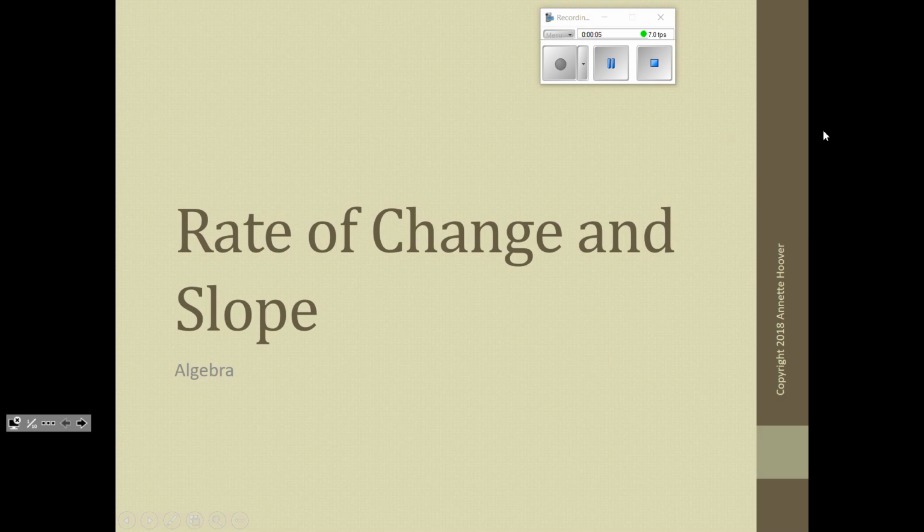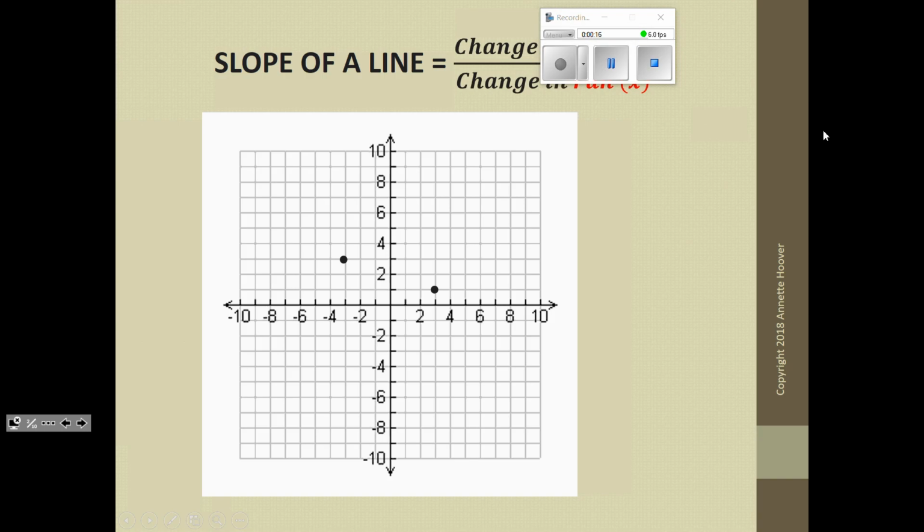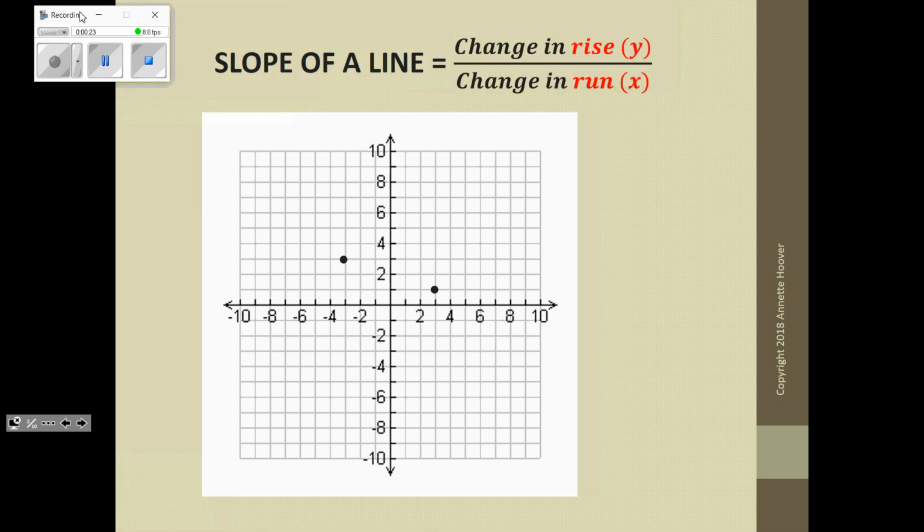Okay, today we are going to look at determining the rate of change, which is related to finding the slope of a line. So the first part of this, we're going to review how to find the slope of a line.